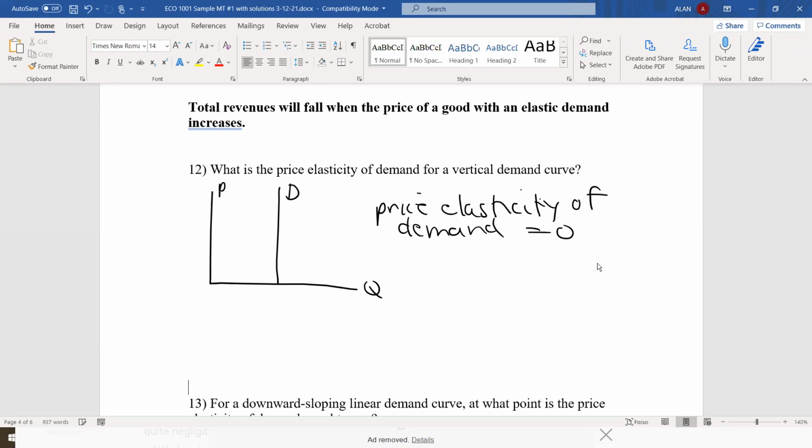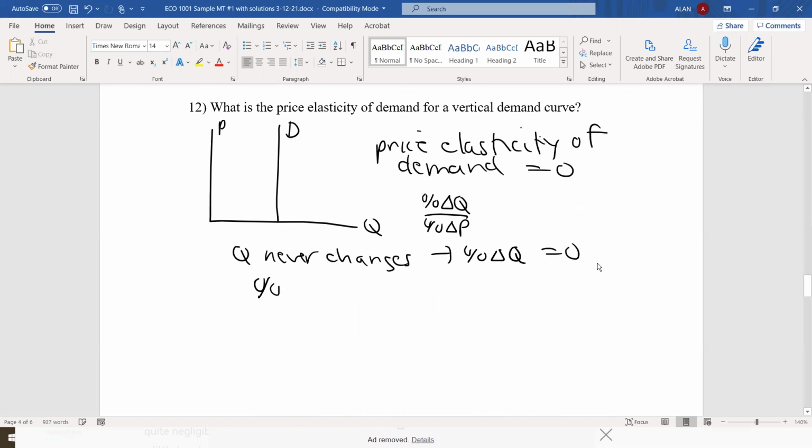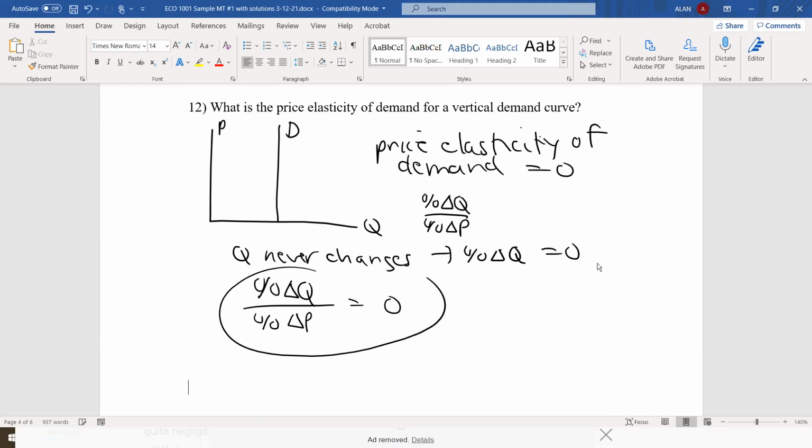Now, if you forget, you know how you can reason it out. The price elasticity of demand is the percentage change in Q over the percentage change in P. But if you look at this curve carefully, Q never changes, which means that the percentage of change is also 0. And therefore, this ratio has to be 0 as well. That's why this is happening.